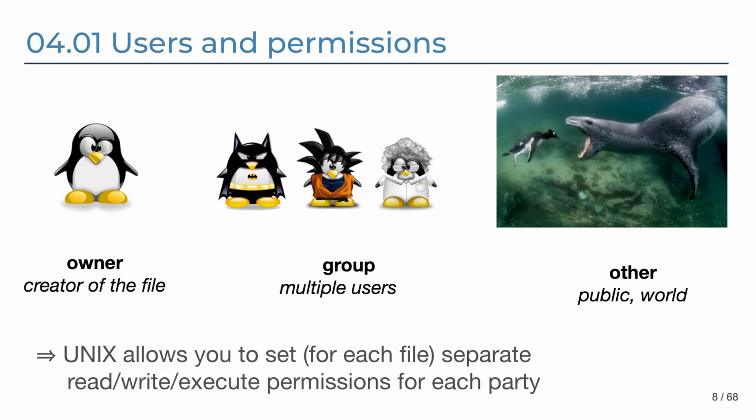So what can we now do in the Unix sense of users? Well, I already mentioned we have these 3 categories. We have the owner, the group, and other. And so Unix allows you to set for each file specific read, write, execute permissions for each party. That means you can assign the owner some permissions, you can assign the group some permissions, and you can assign permissions to the rest.